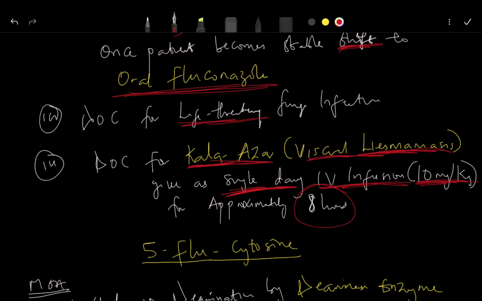Then it's also a drug of choice for any life-threatening fungus infection. And then Kala-Azar is the drug of choice. We give it as an IV infusion, as I've said earlier, for 8 hours, 10 milligram per kg.